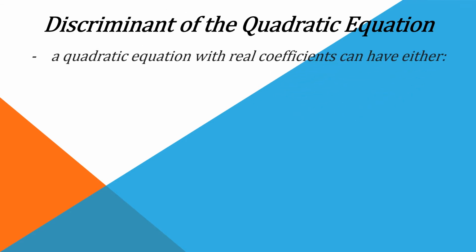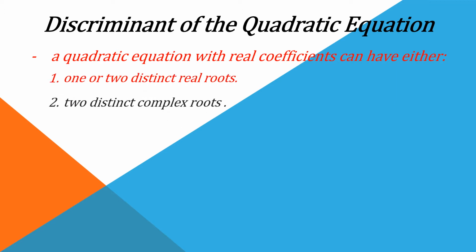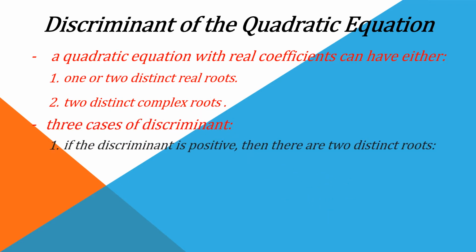A quadratic equation with real coefficients can have either: number one, two distinct real roots, or number two, distinct complex roots. Three cases of the discriminant. Number one: if the discriminant is positive, then there are two distinct roots.